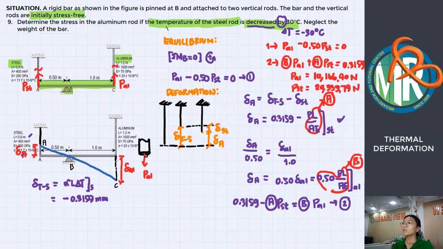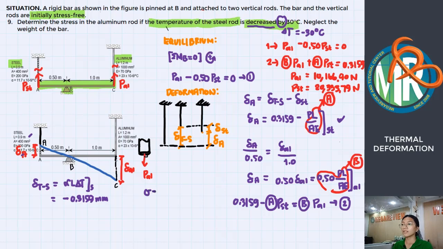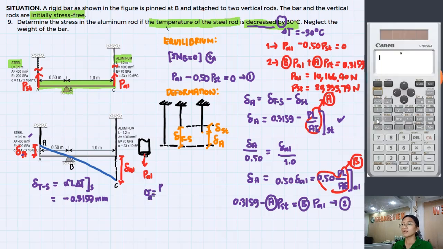Pero yung tinatanong is the stress ng aluminum. So, napakadali kasi axial stress lang naman. Tama? So, that is force of the aluminum over the area of the aluminum. Force of the aluminum, 10,166. Area of the aluminum is given 1,000 square millimeters. So, this is 10.17 megapascal. This is already the answer for number 9.